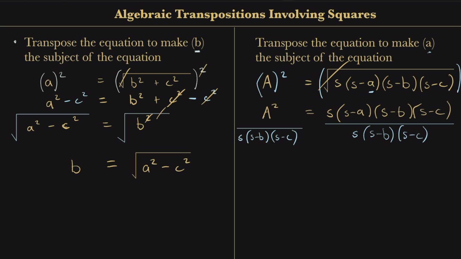All right, so I'm going to rewrite this side as A squared over S take B, S take C is equal to.